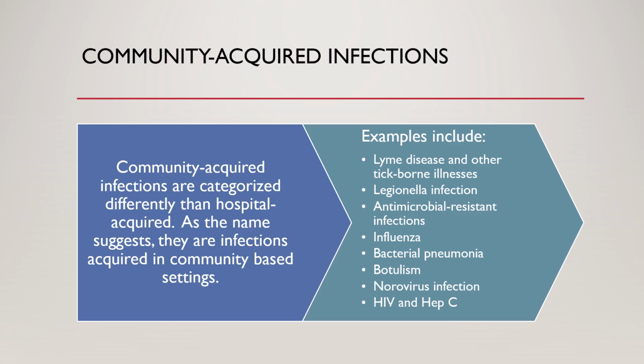Community-acquired infections. They're generally categorized differently than hospital-acquired. As the name suggests, they are infections acquired in community-based settings. Some examples are listed for you. Lyme disease and other tick-borne illnesses, Legionella, antimicrobial resistant infections, influenza, bacterial pneumonia, botulism, norovirus infection, and HIV and Hep C.